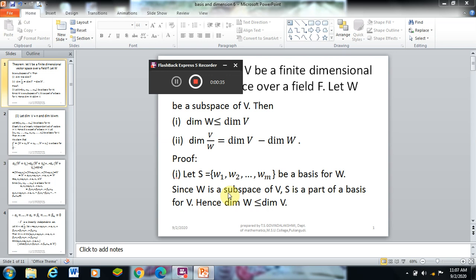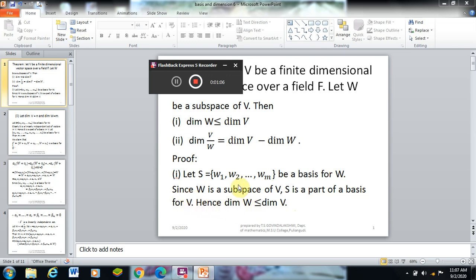Let us see the proof of the theorem. First, we have to prove that dimension of W is less than or equal to dimension of V. So we take S equal to {w1 to wm} be a basis for W. Here W is a subspace of V, so S is a part of the basis for V.